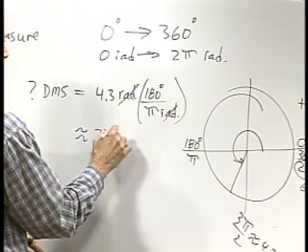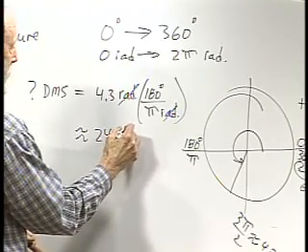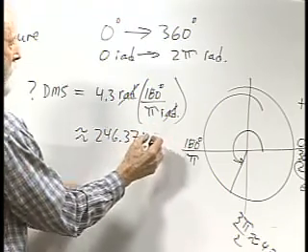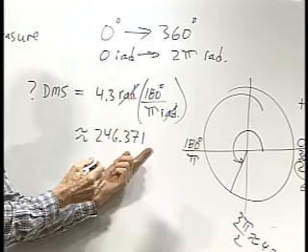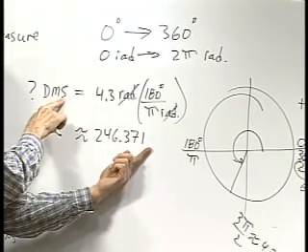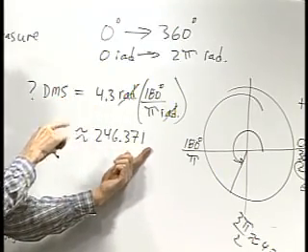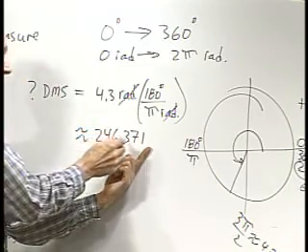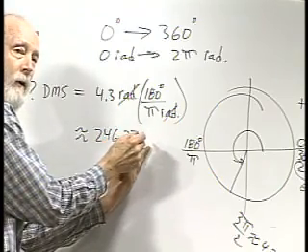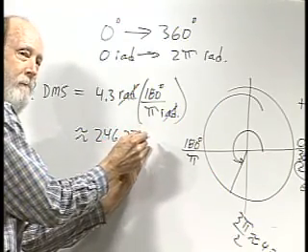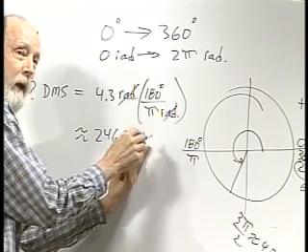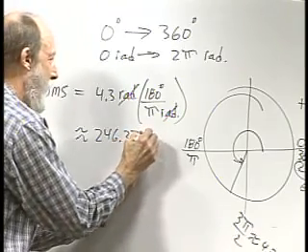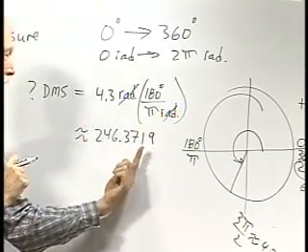246 point 37185. How many decimal places do I want to get this accuracy to be able to capture the seconds of angle? I want at least 4 decimal places in my reading. So you said 246.3718, 85, what after the 5? 19. Okay, I'm going to pop that up from 18 to 19.